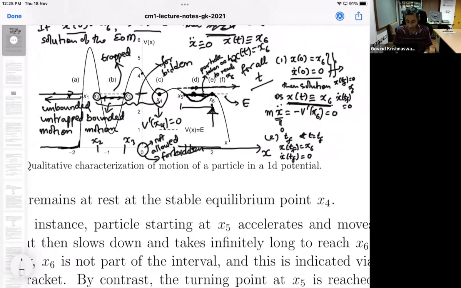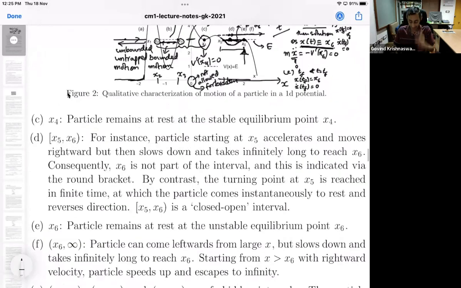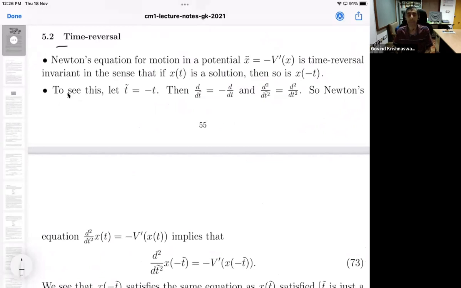But I want to do something else, which is, with all this discussion about forward, backward time, let us talk about time reversal. Okay, so what do I mean by this? Please look carefully. Newton's equation for motion in a potential, the equation written here, x double dot is equal to minus V prime of x. One dimension for simplicity. This equation is time reversal invariant.